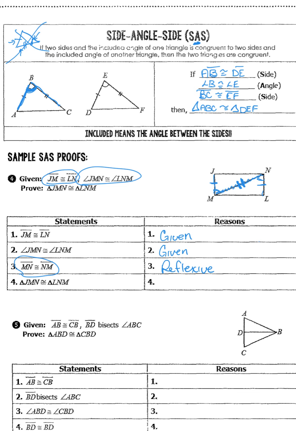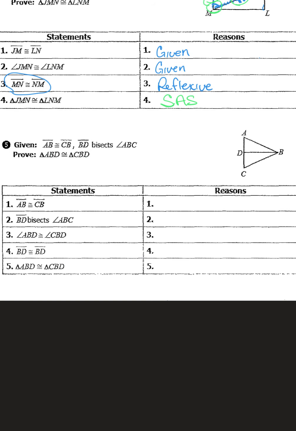We end with what we're trying to prove. And how are those congruent? Well, we've got our side, our angle, and our side. So side, angle, side. All right, last one.